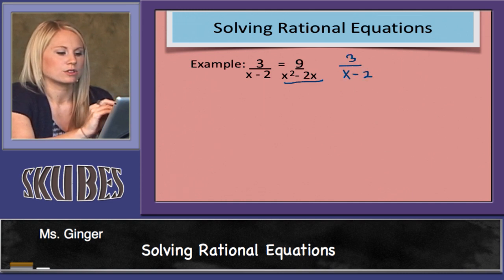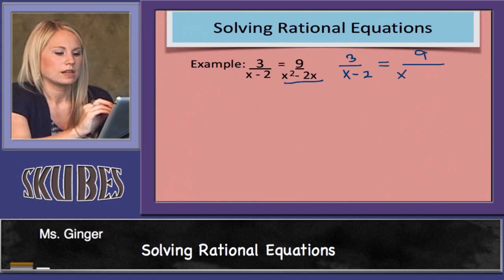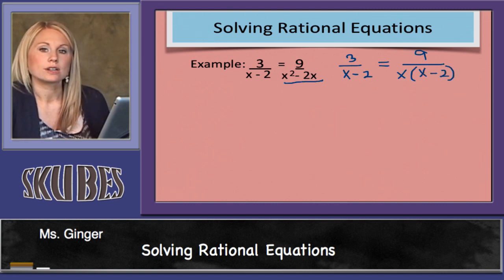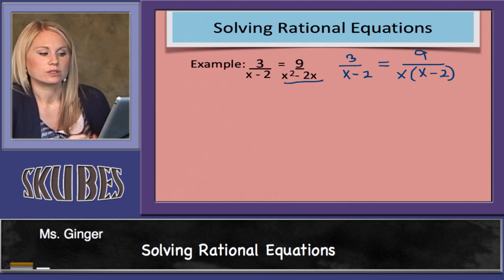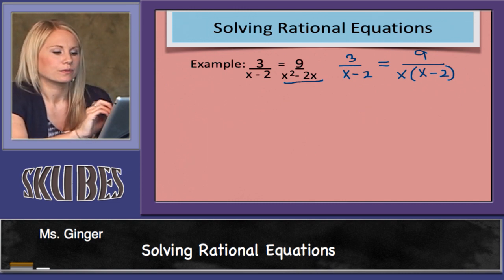3 over x minus 2 equals, I'm going to change the look of this to be x times x minus 2. Because they share an x, so we can pull one out to the front of a group and put in the group whatever's left. And what's left is x minus 2.